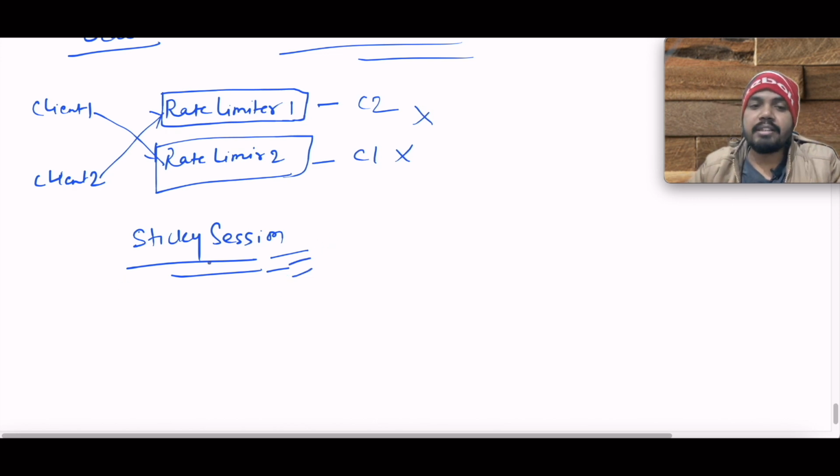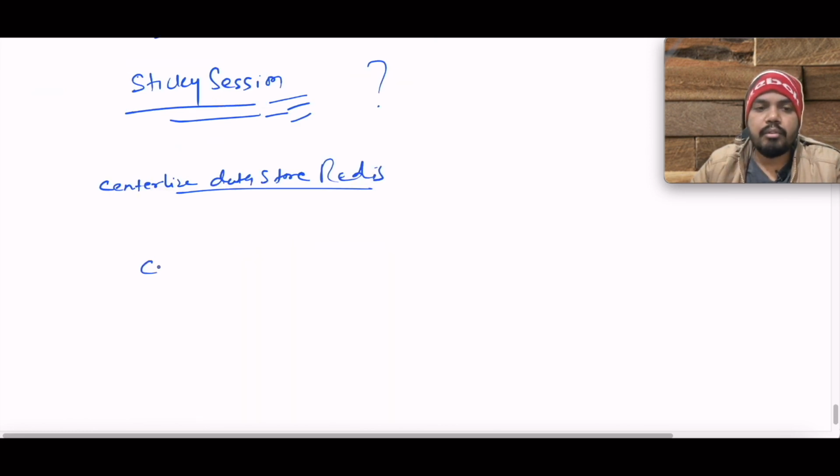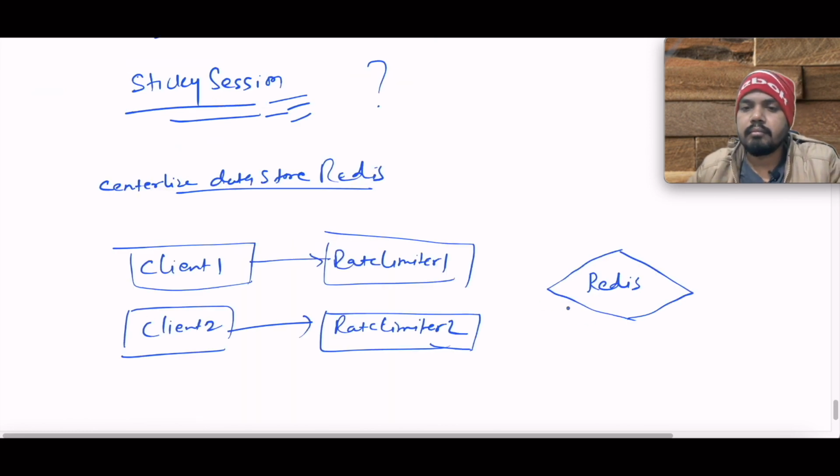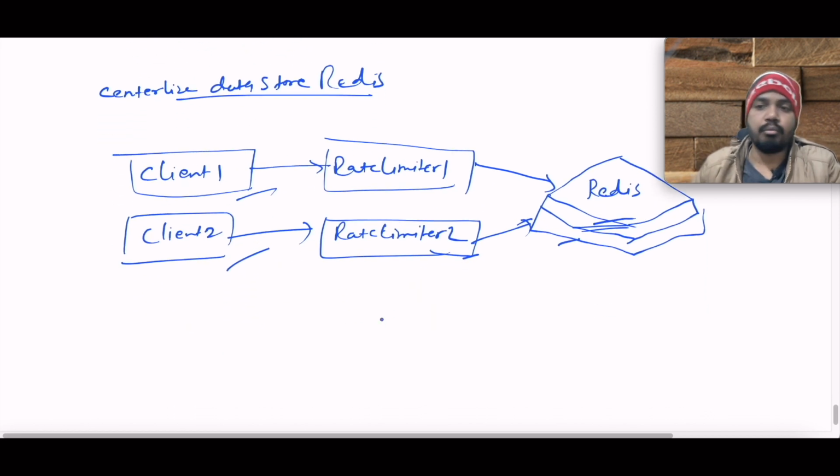So now the point is what you have to use. The final solution would be to use a centralized data store like Redis. How will it be designed? To fix this, we can use a centralized Redis, which is the centralized data server. The first rate limiter will use the same Redis server, and the second rate limiter will use the same Redis server. Both rate limiters will have the data of client 1 and client 2. So this will fix the issue and you can scale the system up to whatever scale you want.